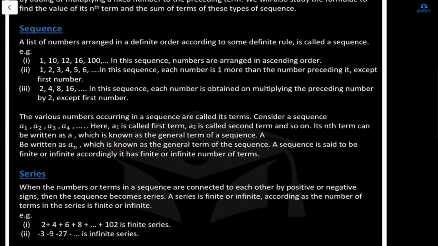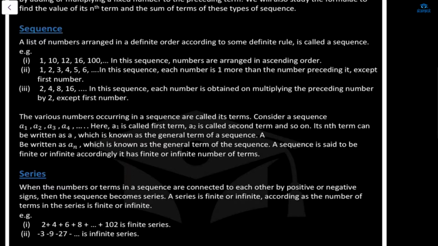Okay. So, what is a sequence? Because you'll be hearing about sequences and series. A sequence is a list of numbers arranged in a definite order, a fixed order, according to some definite rule. For example, they are arranged in ascending order or in descending order. You can see the example 1, 10, 12, 16. This is a sequence because the numbers are arranged in ascending order.